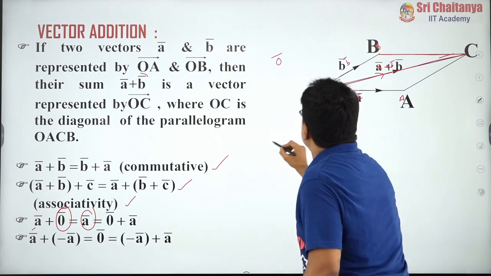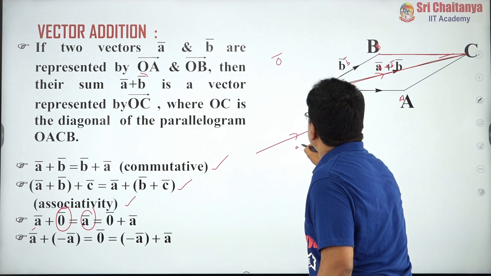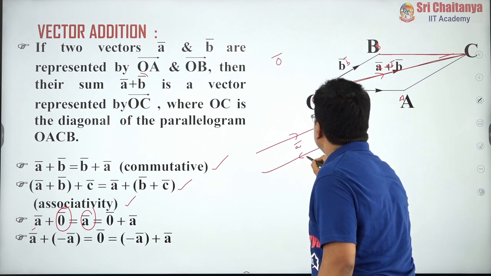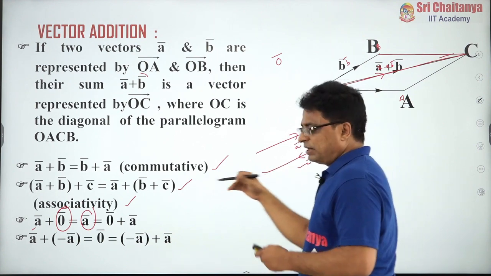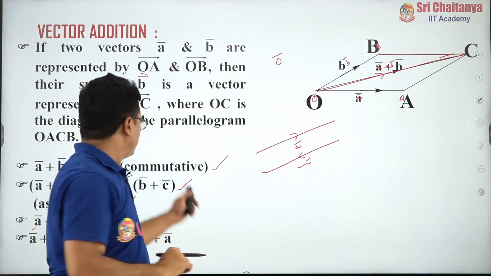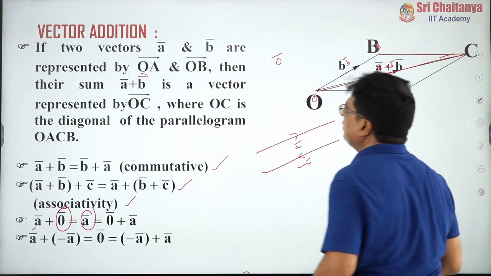What is minus A bar? Suppose this is my A bar, then minus A bar is nothing but the same magnitude but the direction is opposite. So, these are the basic properties of vectors.